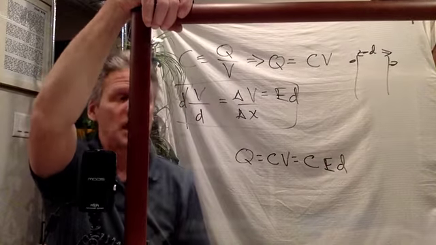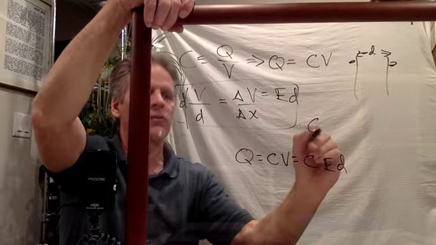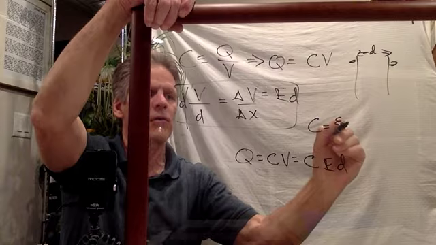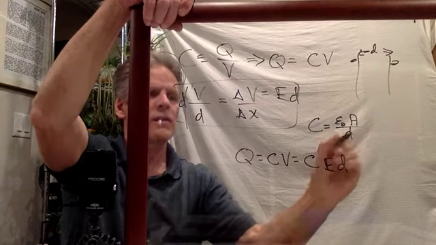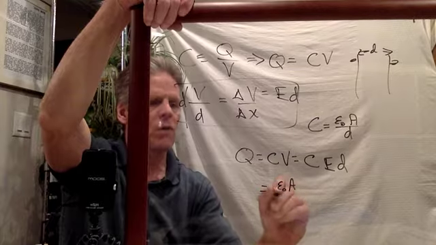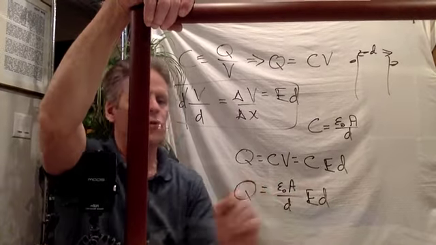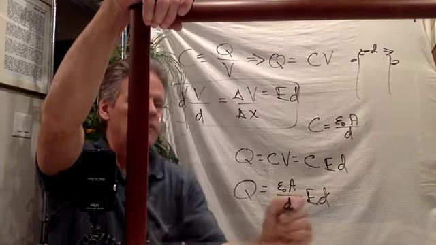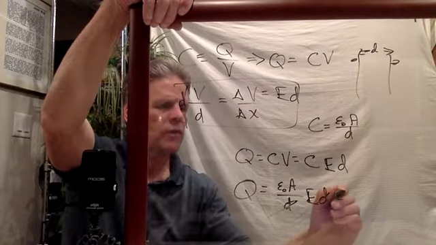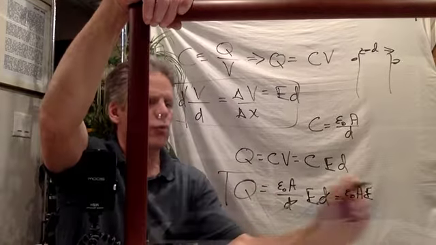We're told it's a parallel plate capacitor. Also, right from the equation sheet, for a parallel plate capacitor, C equals epsilon 0 A over D. So we're just going to put that in here. Epsilon 0 A over D times E D equals Q, the charge. Well, the D's cancel. So we have epsilon 0 A E equals Q.